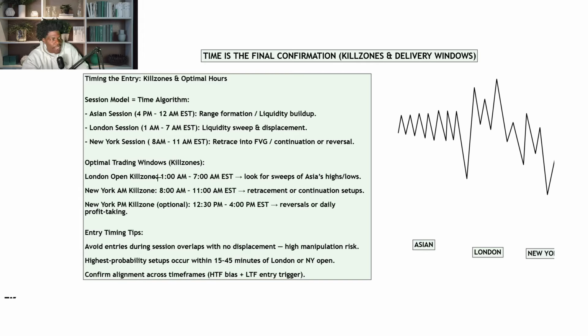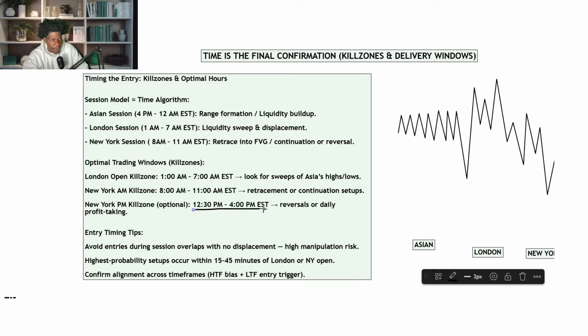Like I stated before, the London open kill zone is from 1 a.m. to 7 a.m. Look for sweeps of Asia highs and lows. The New York AM kill zone is from 8 a.m. to 11 a.m. EST. That's for retracement or continuation setups. Then the New York PM kill zone, right? If we don't get any entries in the morning session, a lot of people get weary and angry. Be patient, like I stated before, because you can come back during the PM session and catch trades from 12:30 p.m. to 4 p.m.